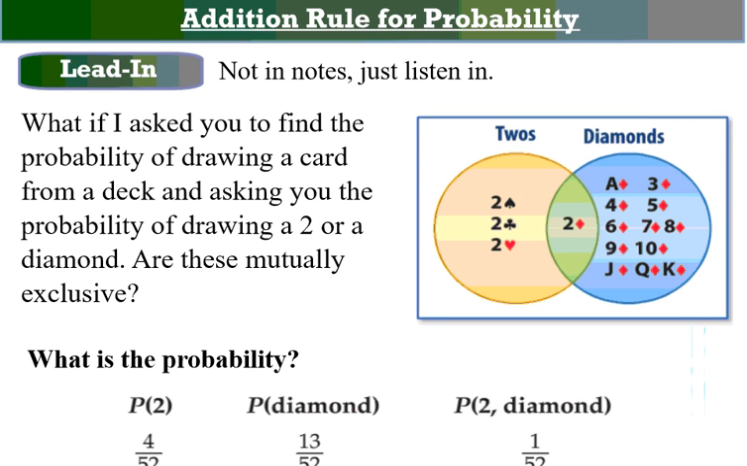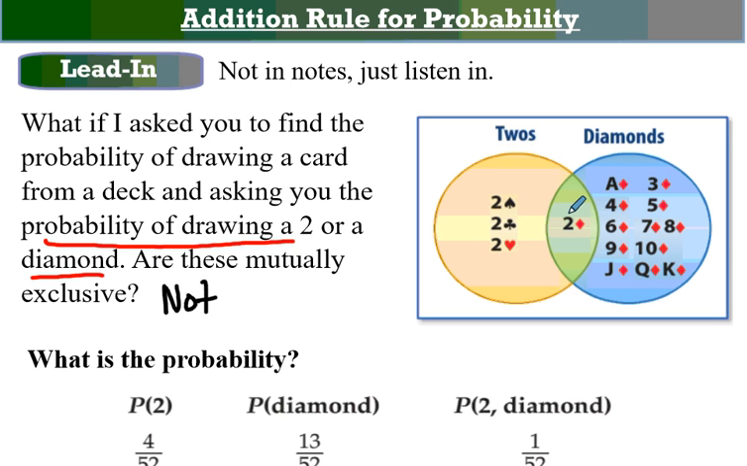The next part would be, what if the events are not mutually exclusive? What if they have some overlap? So this isn't in the notes, this is just for you to listen in. So let's say I ask you, you're going to grab a card from the deck, and I want you to find the probability of drawing a 2 or drawing a diamond. So are these events mutually exclusive? Well, they are definitely not, because there is a 2 of diamonds.